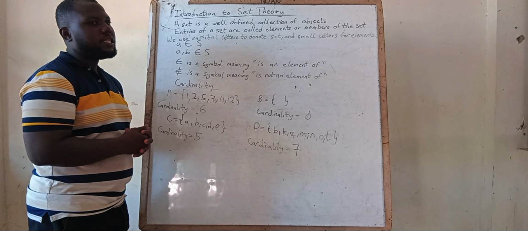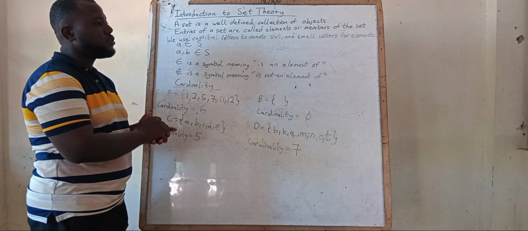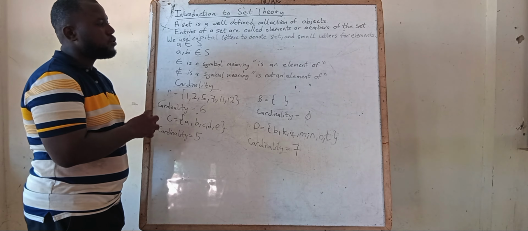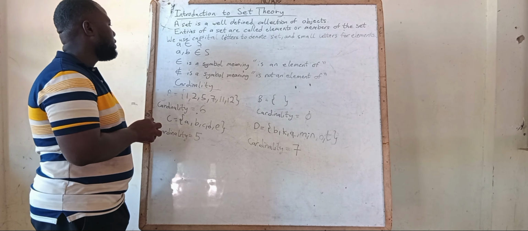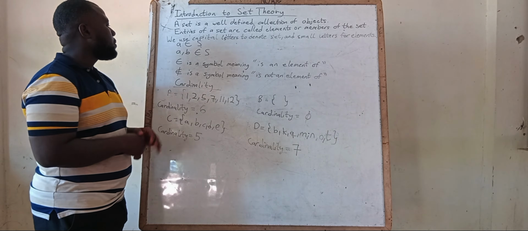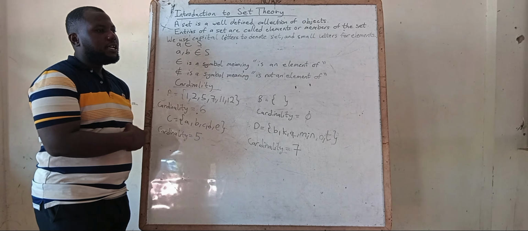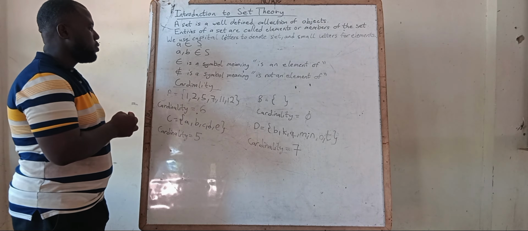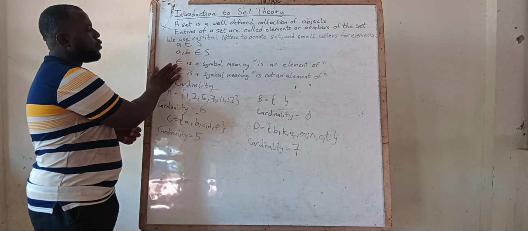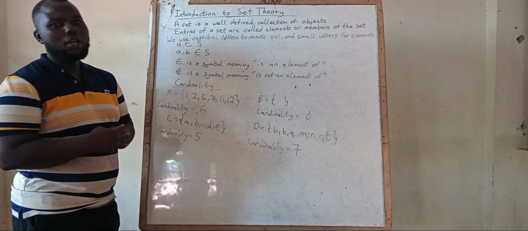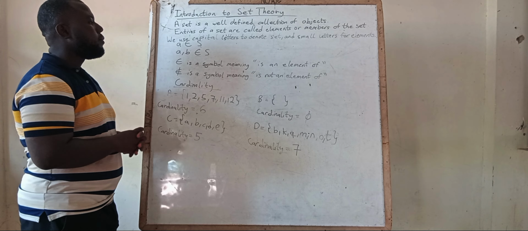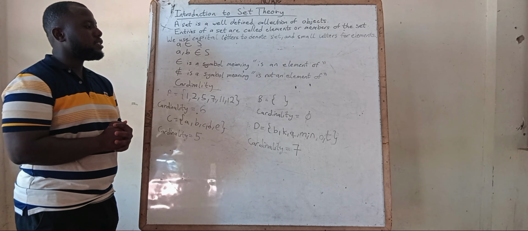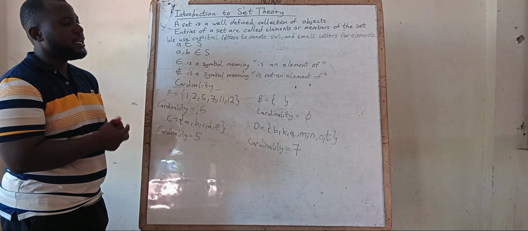And we said earlier that we use small letters to denote elements of a set, and we use capital letters to denote the set itself. If you also have something like this, it means a and b are elements of the set S. This symbol, as we have used earlier on, means it's an element of. And when we cancel the symbol, it means it is not an element of.